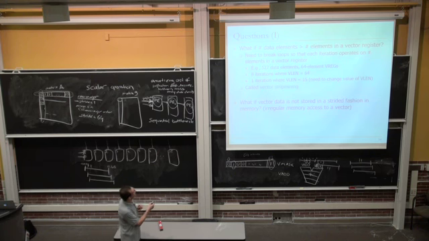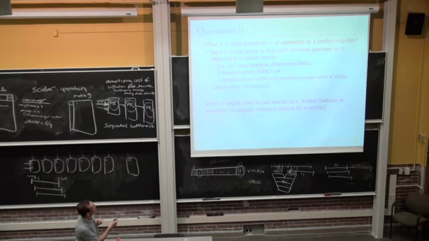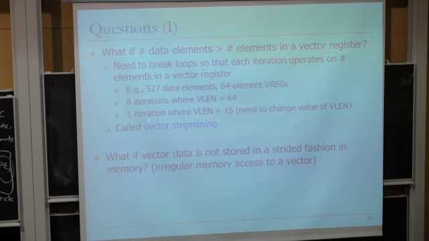So how do you break the loops? You need to break the loops so that each iteration operates on the number of elements in a vector register. If you have 527 data elements in this example and 64-element vector registers, you have 8 iterations where vector length is 64. And you have one final iteration where you need to change the vector length to 15 when you're programming this. This is called vector strip mining. You basically divide the loop iterations by your vector length. So this change of vector length is important, because you cannot have longer vectors than your data elements.